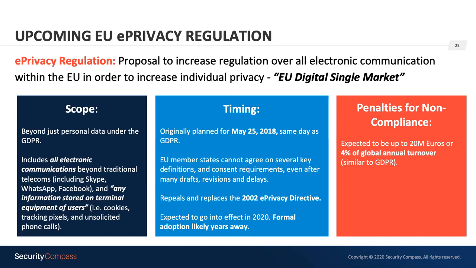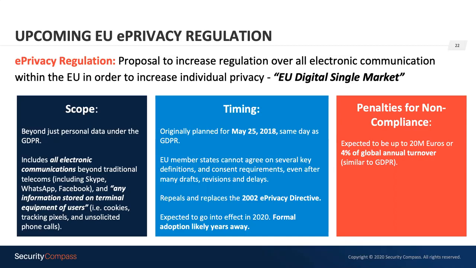So the scope of the ePrivacy regulation is beyond that of just personal data under the GDPR. It will include all electronic communications such as Skype, WhatsApp, Facebook messages, and any information stored on the terminal equipment of users. So this includes cookies, tracking pixels, and unsolicited phone calls.